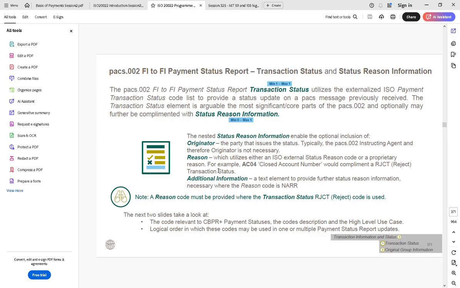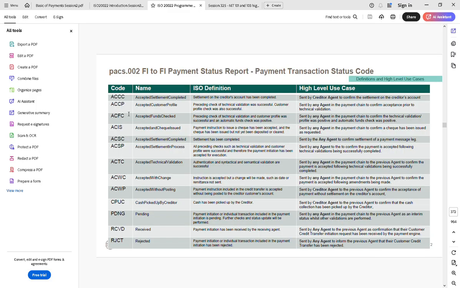Here, what is the reason if the account is closed? What could be the reason? Okay, status reason information. So these are the reasons of the status report, for which payment the status report has been sent. For example, if the account is closed, if the payment is completed, so this is a simple status reason. Don't worry about any big logical thinking.